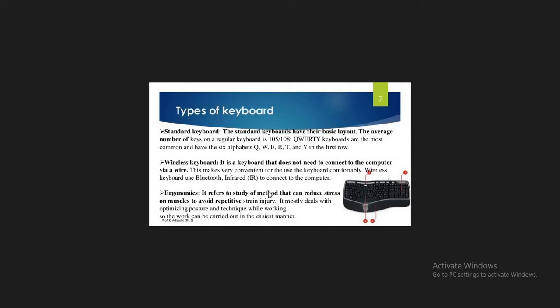The types of keyboard. There are many types of keyboard: first the standard keyboard, then the wireless keyboard, and the ergonomic keyboard. The standard keyboard has a basic layout, which is the design. The average regular keyboard has about 104 keys. The most common layout has the alphabet Q W E R T Y in the first row. This is the standard keyboard.